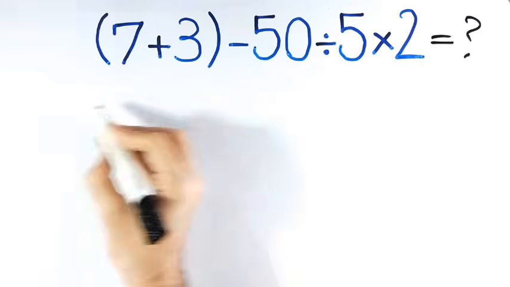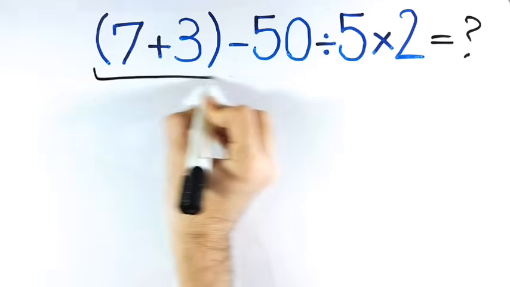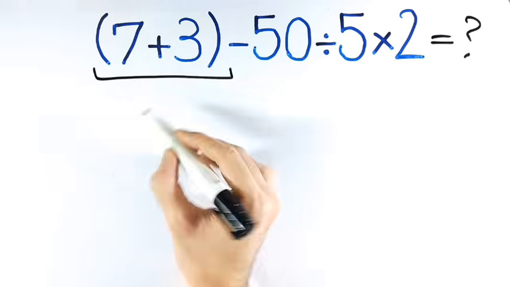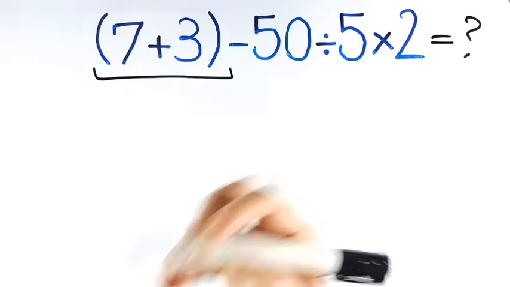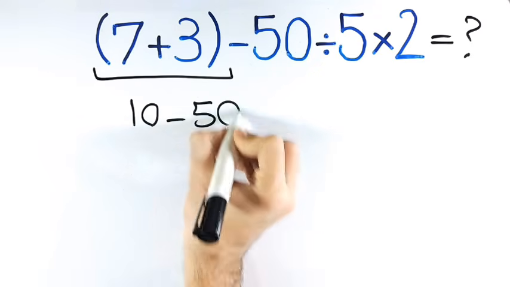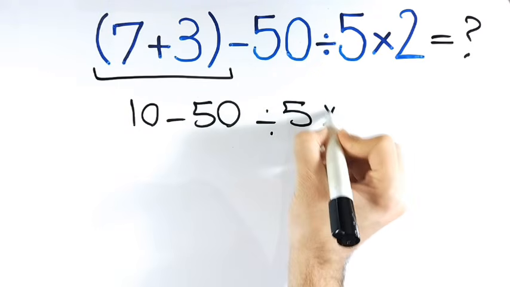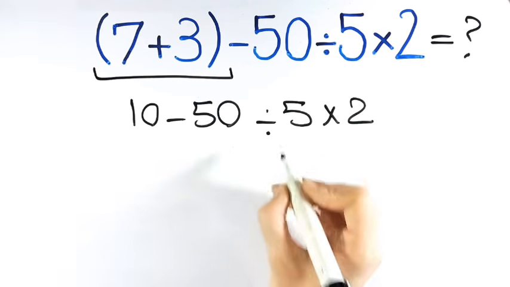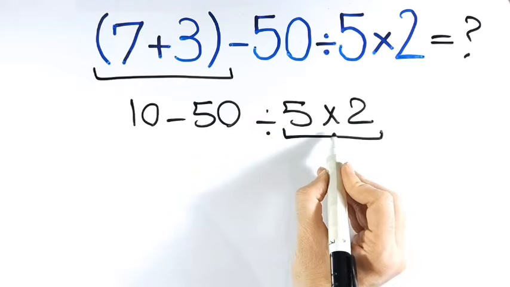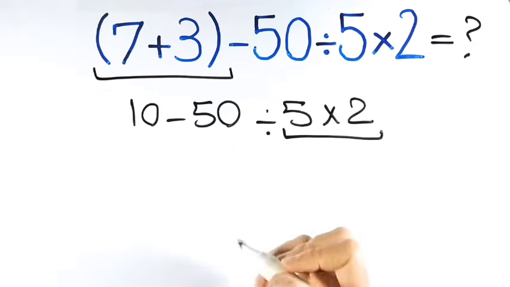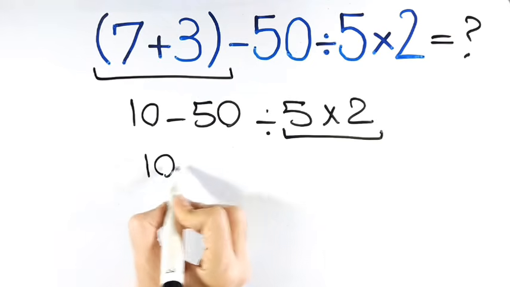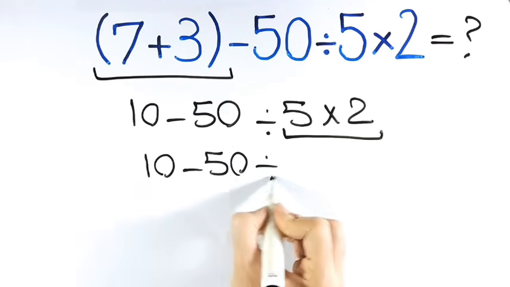Also, some other people, when solving this question, first go to the expression inside the parentheses because they believe parentheses have the highest priority than the other operations. So, instead of this expression, they write 10 minus 50 divided by 5 and multiplied by 2. And the next step, they go for the multiplication between 5 and 2 because they believe multiplication has a higher priority than division. So, instead of this expression, they write 10 minus 50 divided by 10.